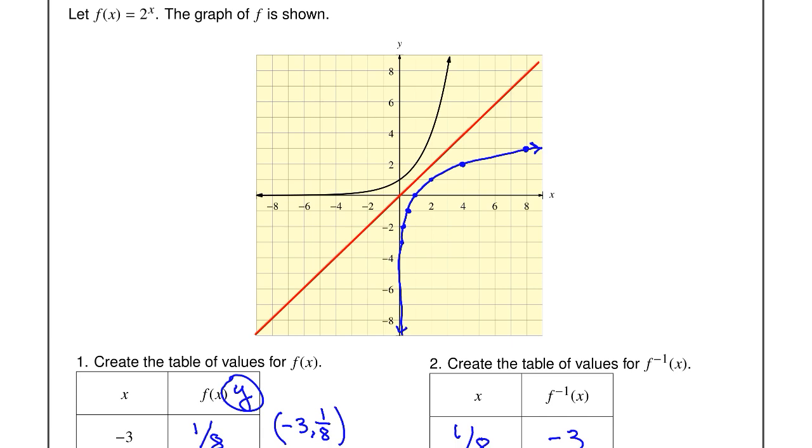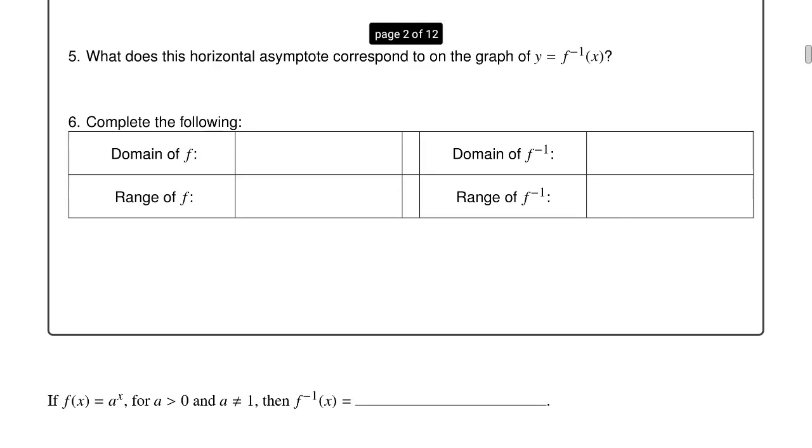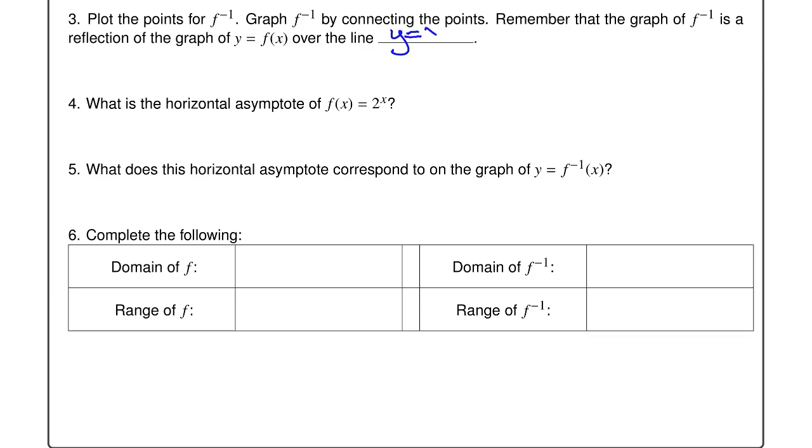So notice a couple of other things here. Number 4, it says, what is the horizontal asymptote for f of x is equal to 2 to the x? Well, the horizontal asymptote was y equals 0. And then number 5, what does the horizontal asymptote correspond to in the graph of y equals f inverse? Since we're trading x's for y's when we go from f to f inverse, we need to trade the y equals 0 for x equals 0, and that creates a vertical asymptote right here. So we have a vertical asymptote at x equals 0.